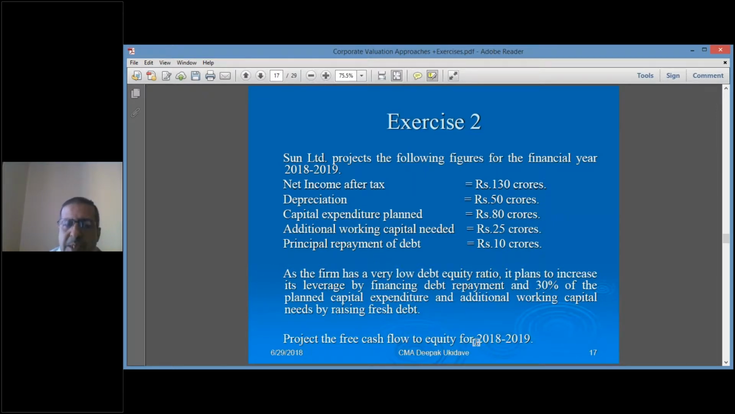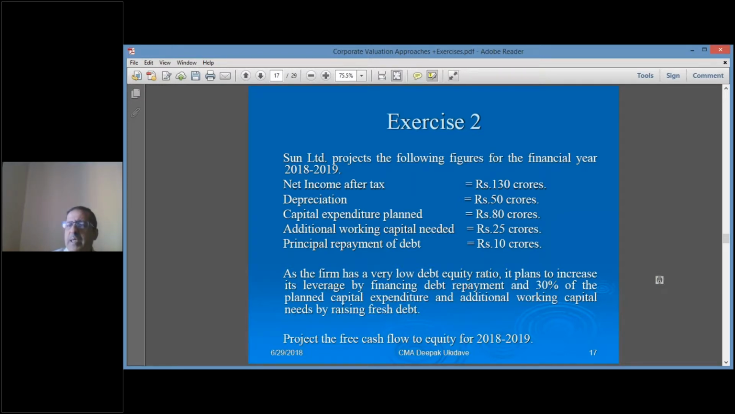So project the FCFE for 2018-19. Project means you have to prepare the forecast or an estimate only for 1 year, what will be FCFE. So you have to calculate FCFE. I told you the formula. You start with PAT, profit after tax, add depreciation, minus delta capex, minus delta WC, right? You will get free cash flow from operations. Non-operating cash flow, if any, is not there here, and that gives free cash flow to equity. So let us work out what is free cash flow to equity.